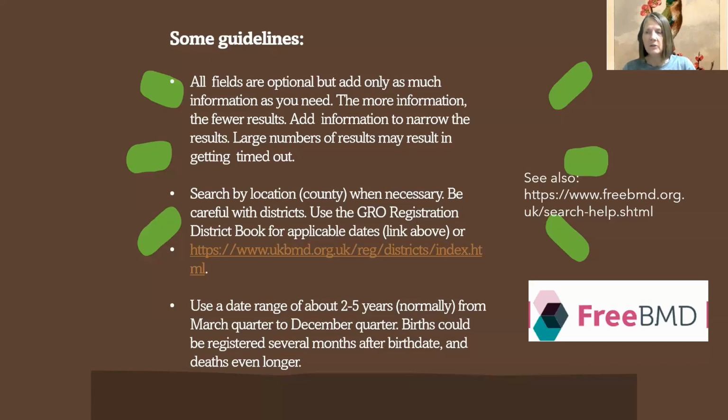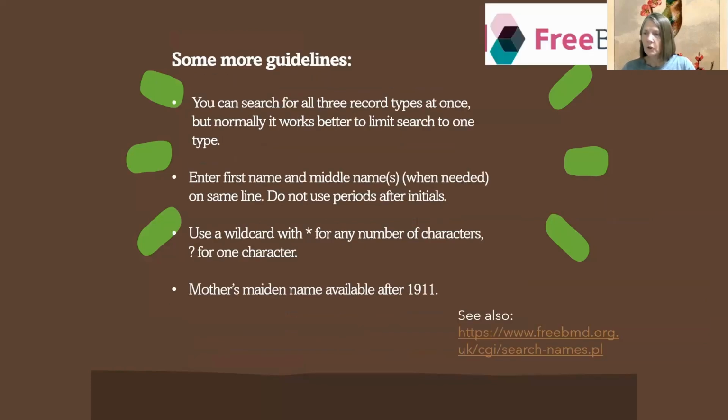And so they may have just waited until they could get to the town where they had to do the registration, or until they had enough money to put a stamp on it, or whatever it was. So it could be several months after what you think the birth date actually is. So do a range. You can search for all 3 records at once if you want for one person.